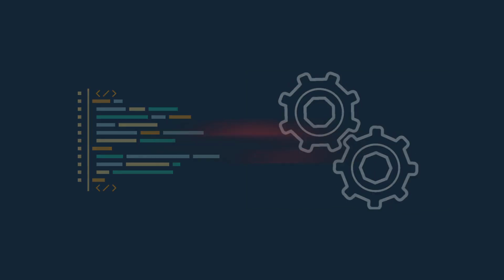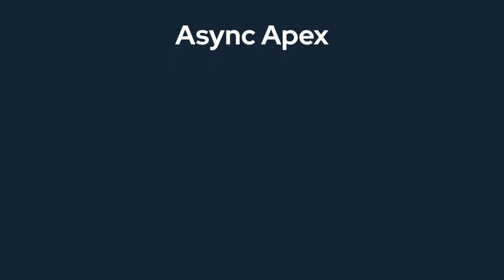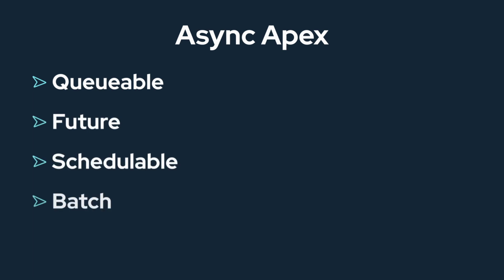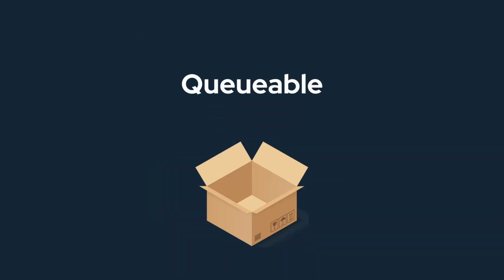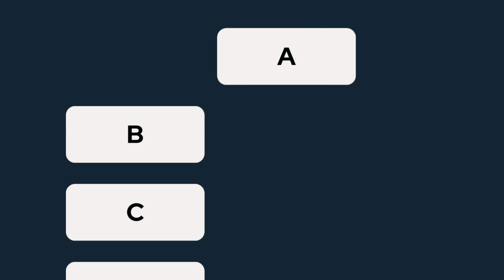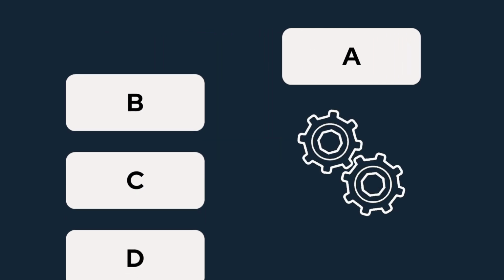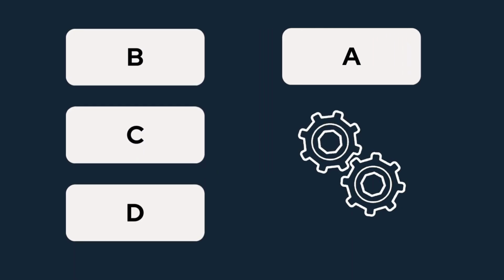This can be accomplished using Asynchronous Apex, or Async Apex for short. Async Apex refers to the following patterns: Queueable, Future, Schedulable, and Batch. While all of these have different uses, the interface I am using the most is Queueable. Queueable classes allow us to take a complex problem and break it into smaller pieces. We can then solve these individual problems easier.